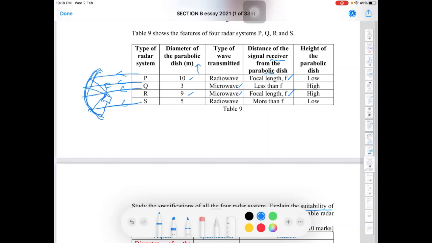Alright, height of the parabolic dish, of course lah kita nak dia high supaya tak ada blockage, tak ada obstacle dalam dia punya lintasan itu. So you nak dia high. So dari sini you dah nampak dah, your choice will be R.